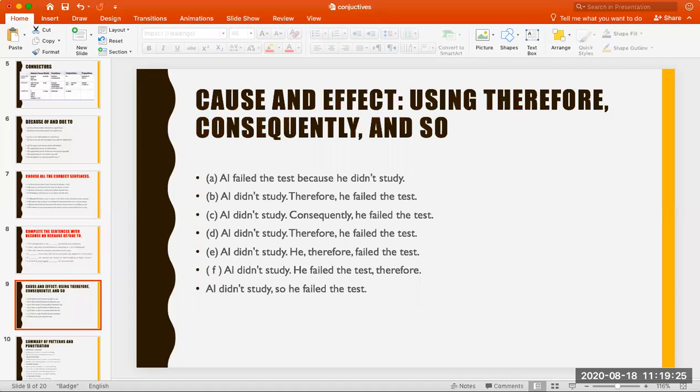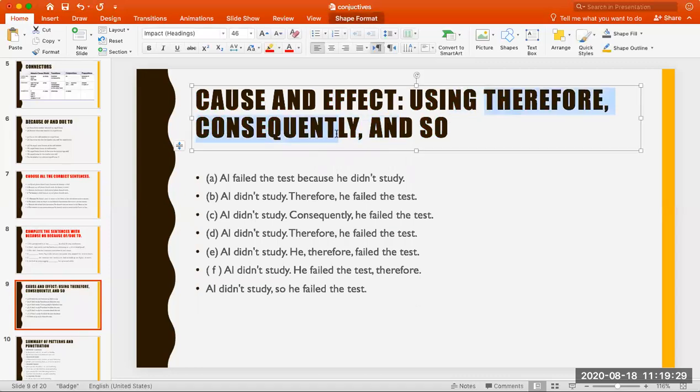Now, cause and effect using therefore, consequently, and so. Again, I'm repeating myself here. So is one of the fanboys, and can be in the middle of the sentence to create a compound sentence if we have a comma before it. Therefore and consequently are not connectors. They're not subordinators. They're not coordinators. So it depends on how you punctuate.